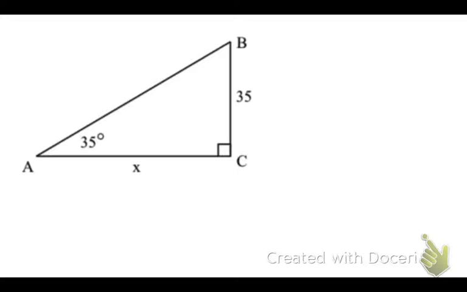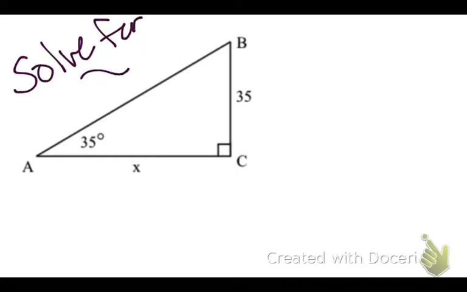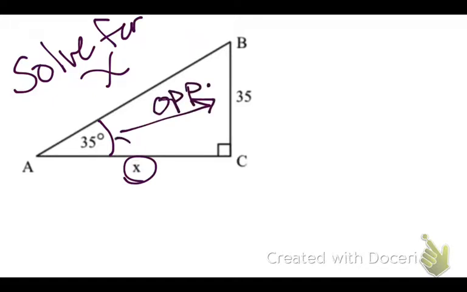So for example, in this triangle, the directions are solve for x. Well, there's my x. I have a known angle, I have an opposite side, and an adjacent side, which means I can set up a trigonometric equation because this is a right triangle. Thinking back to my trig, what uses opposite and adjacent? SOH CAH TOA, that's right, tangent.